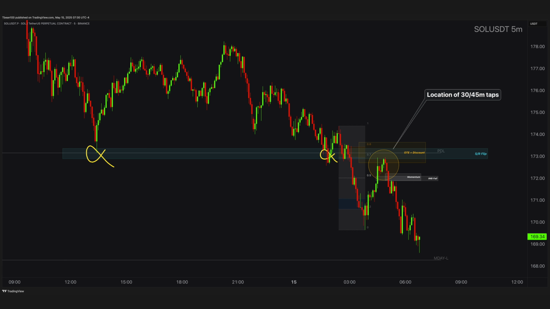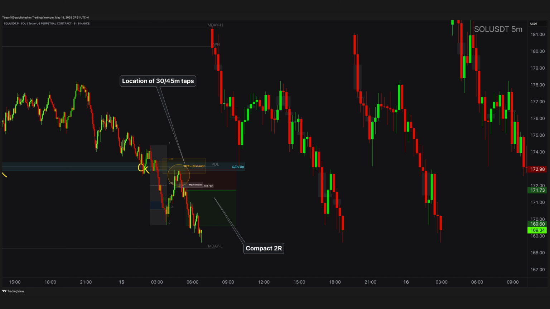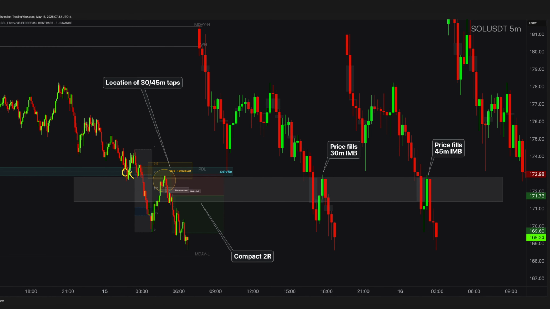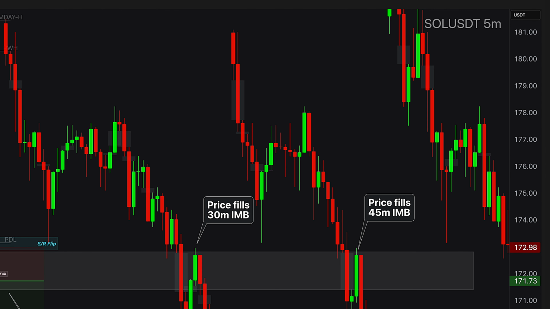Then another small inner crash starts. Notice how the bullish imbalance fails and the bearish momentum imbalance takes over. This is quite a nice 2-hour setup idea here. I want to look at the wider perspective one more time. Notice how the price taps and fills the 30 and 45-minute imbalances before the fall. Remember, higher time frames determine the direction and lower time frames will give you the entry.